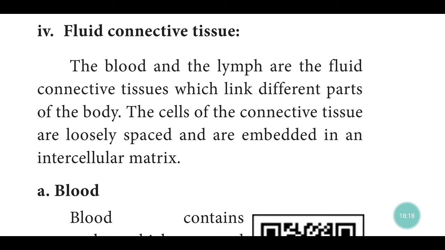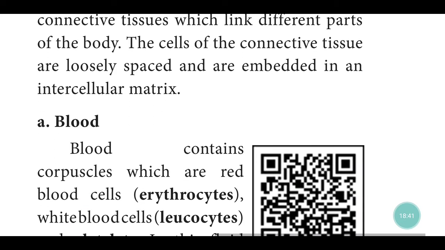How does it link different parts of the body? Our body is made up of cells. The cells need energy. The cells need oxygen. So through blood only, the nutrients and oxygen are carried. So it is a link. It links different parts of the body. The cells of the connective tissue are loosely spaced and are embedded, filled in an intercellular matrix. What is intra? Same. Inter, two different.